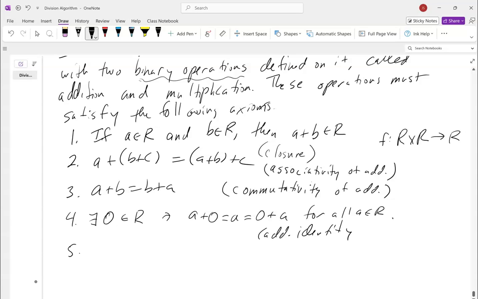Number 5 says that for each A in R, there exists, I actually wrote out, a B in R such that A plus B equals 0. The way they wrote it in the book is that the equation A plus X equals 0 has a solution. That's our additive inverse.